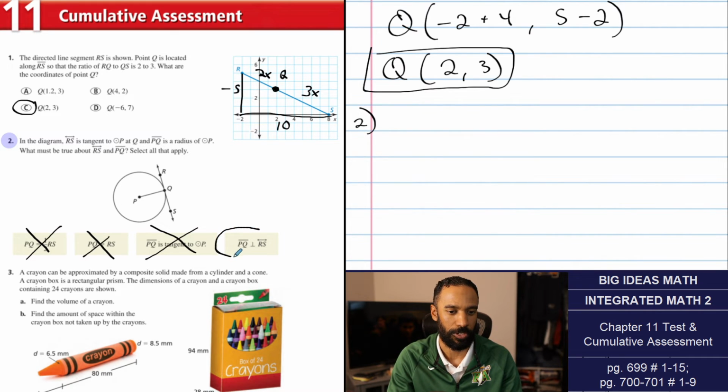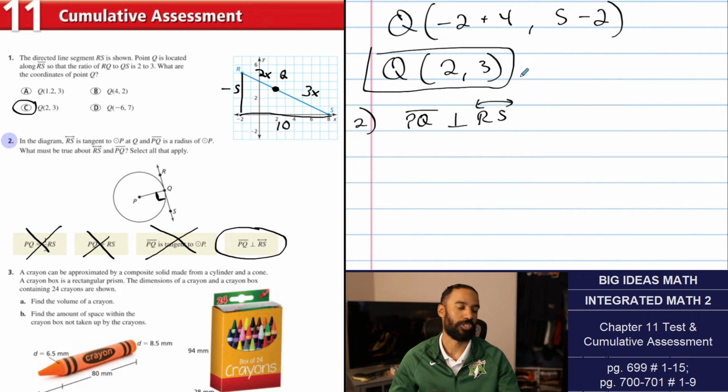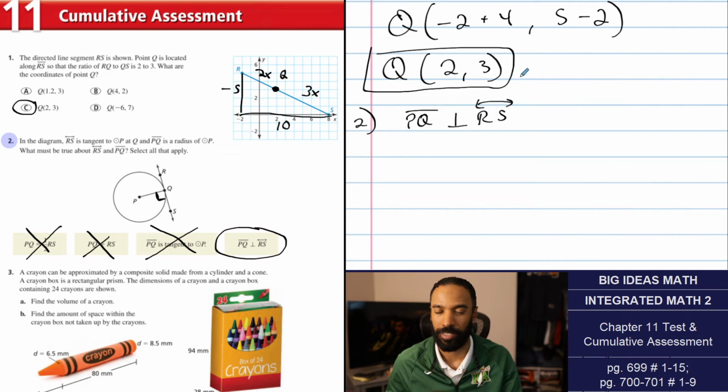PQ is perpendicular to RS. Yes, indeed. They create a 90-degree right angle with each other. When I said I don't know what else, I was hoping they'd tell me other things that are true about it. PQ, I'm just going to write that out: PQ is perpendicular to RS. Line RS. Yeah, I know nothing about RS's length. If they told us RS is the same as the length of the diameter, and they didn't, then sure.